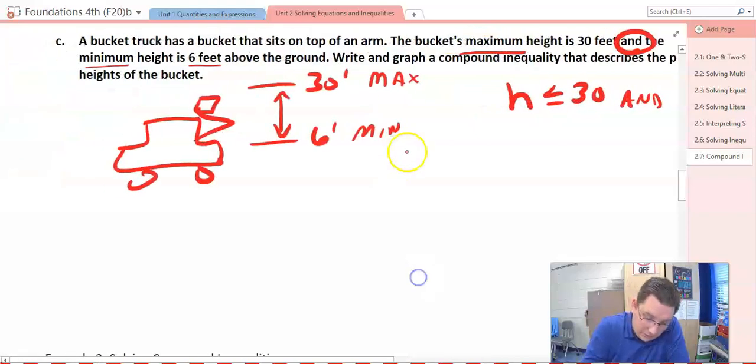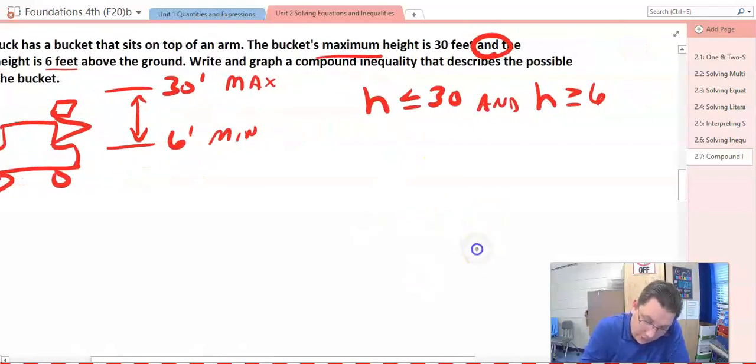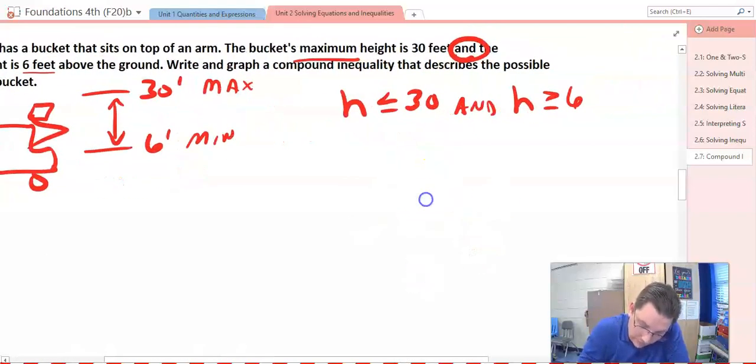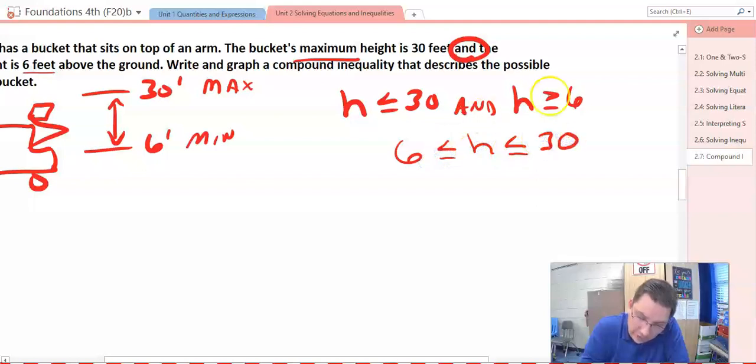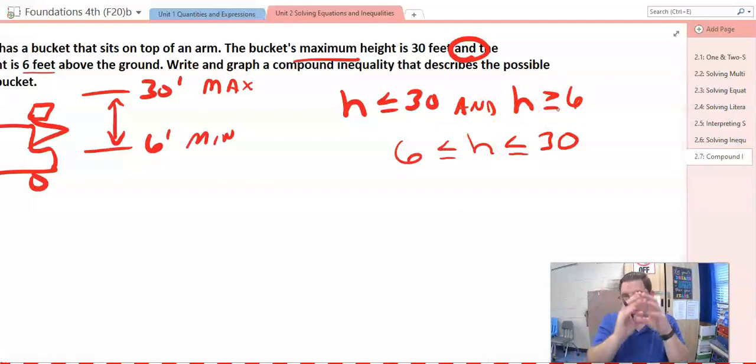We could write it the other way as well. Sorry, I'm not jumping on y'all. Come on now. 6 is less than or equal to h is less than or equal to 30. And again, we can flip this around and get it to where the h's are both in the middle in our statement. We always go from small to the middle to the large when we write a statement like this.